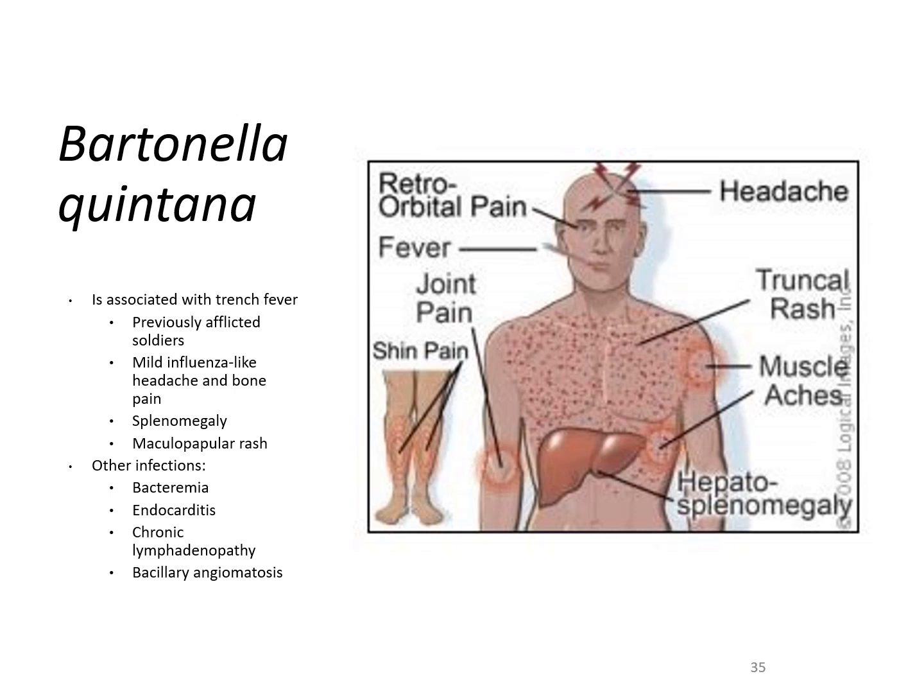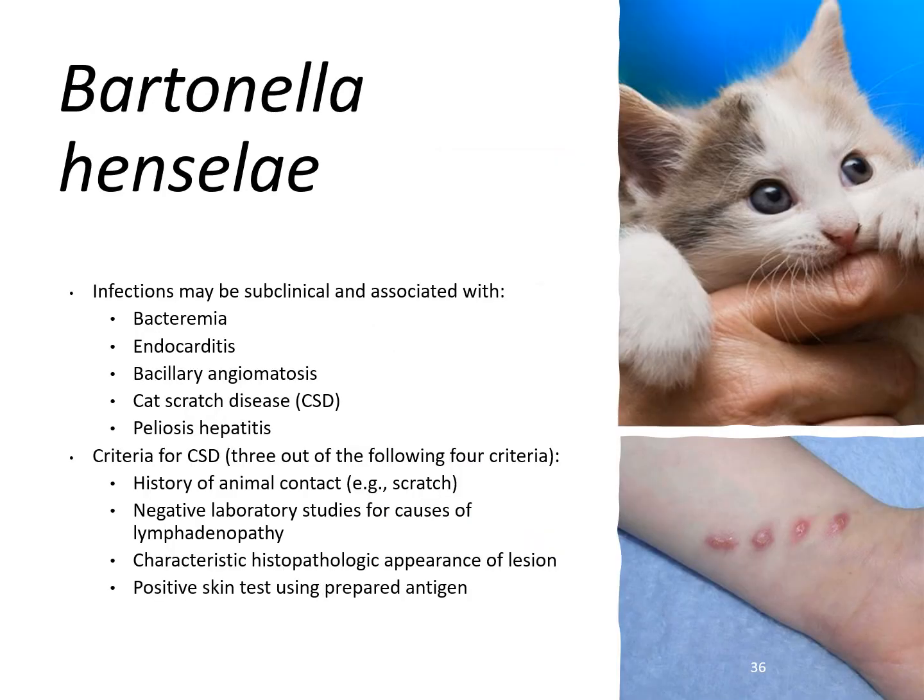Bartonella quintana causes trench fever, and this was associated with World War I soldiers that lived within the trenches, and because of those conditions, they developed this illness. It causes a mild influenza-like illness that can have headache and bone pain associated with it. It also causes splenomegaly, and it can cause a rash, known as a trench rash. It can also cause bacteremia, endocarditis, issues with the lymphatic system, and bacillary angiomatosis.